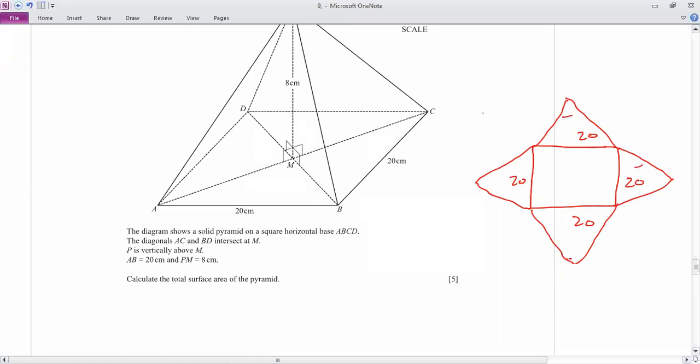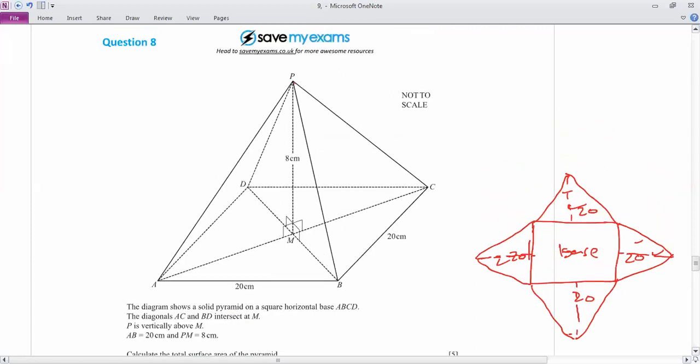In this case, if I have to find the total surface area, I need the area of the base, which I can easily find. This is base. Then I need the area of each triangle. And how do we find the area of a triangle? Half base into height. The base of the triangle we know is 20. Only thing I need is height. If I find the height of the triangle, then my work will be done. So what will be this height? This height will actually be the slant height.